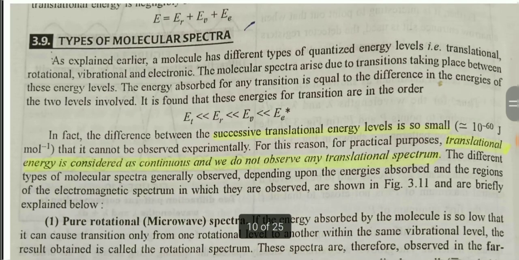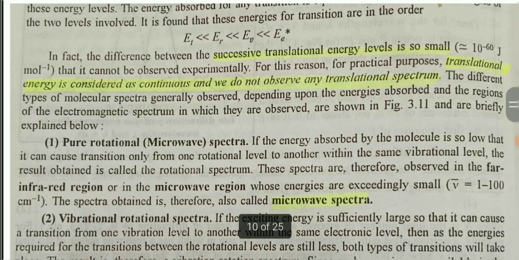Heading 3.9, Types of Molecular Spectra. As explained earlier, a molecule has different types of quantized energy levels, that is translational, rotational, vibrational, and electronic. The molecular spectra arise due to transitions taking place between these energy levels. The energy absorbed for any transition is equal to the difference in the energy of the two levels involved. It is found that these energies for transition are in the order ET lesser than ER, which is lesser than EV, and the largest is EE. In fact, the difference between the successive translational energy levels is so small that it cannot be observed experimentally.